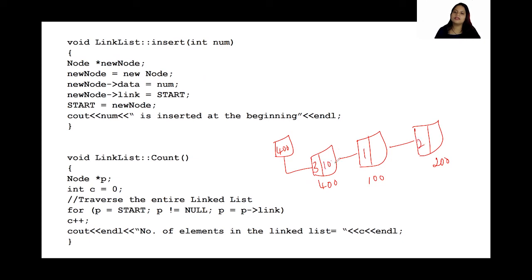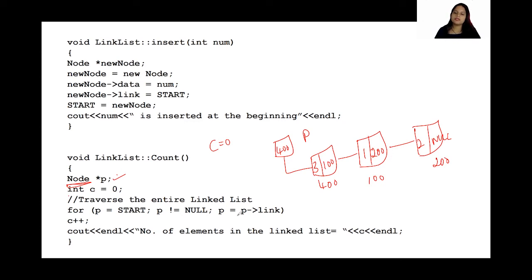This is 100. This is 200. This is my null. Right, let's count. So initially I'm going to say star p. This is a very compulsory thing which we are going to do. P is a pointer variable which is going to hold the address of a variable of type node. Initially I'm saying c is equal to 0. This is going to be the counter for our nodes.